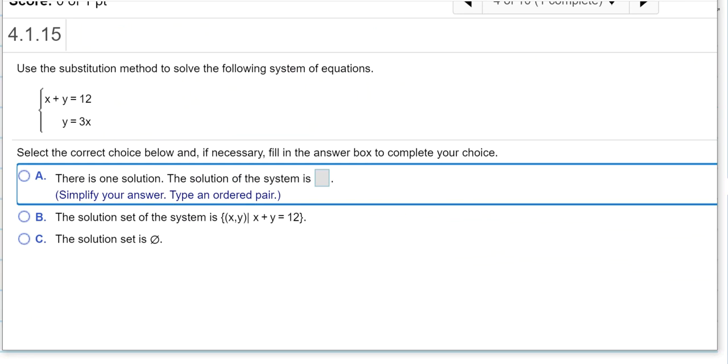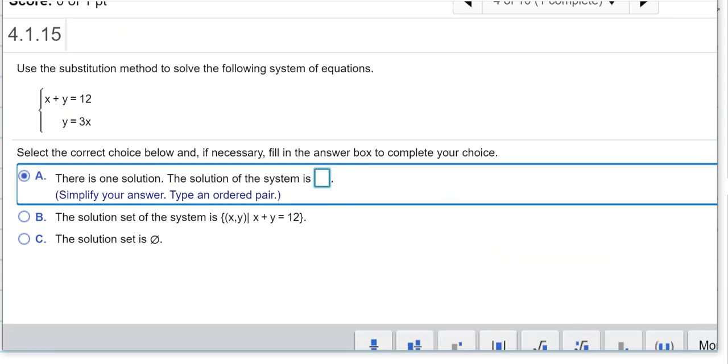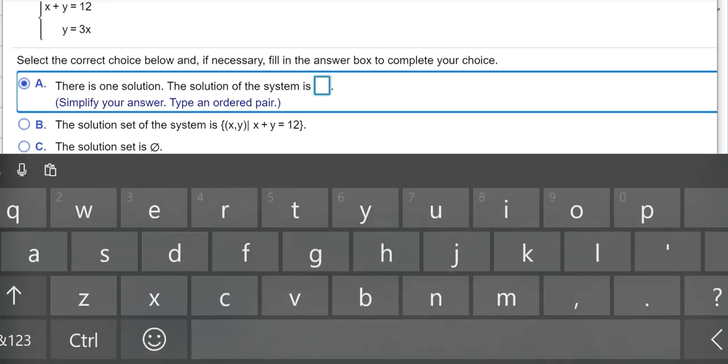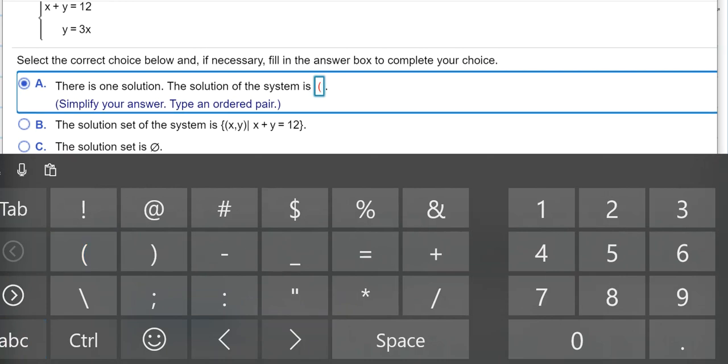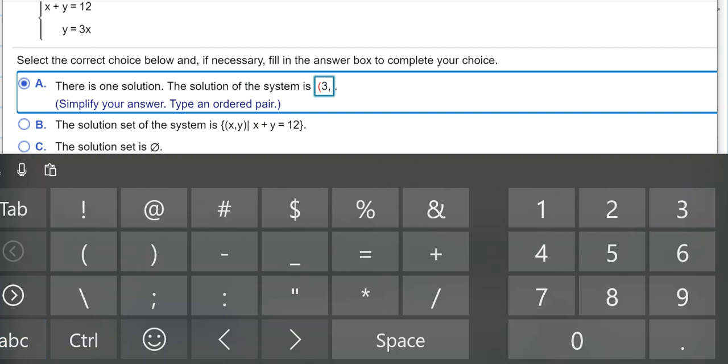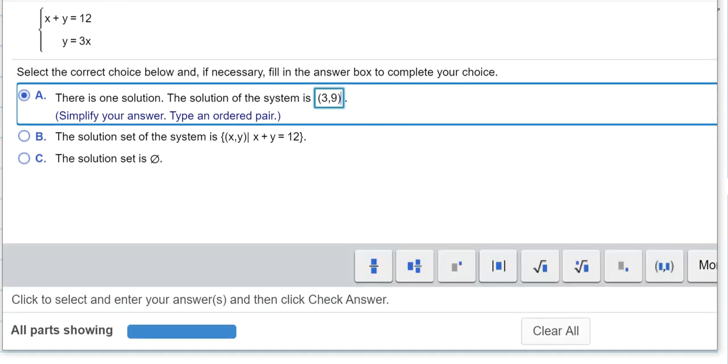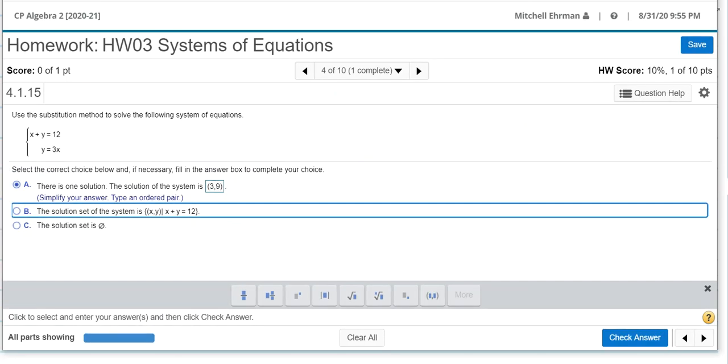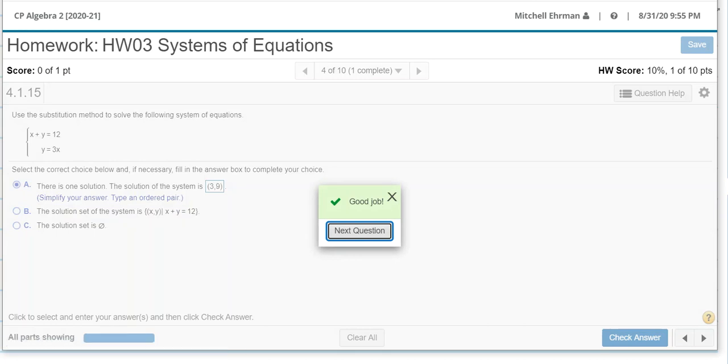So since there was a solution, I'm going to go ahead and choose A, and I'm going to indicate that the solution is the ordered pair. And here I'm just going to type all of the pieces. We've got 3, 9, close the parentheses. Again, the blue text here is telling us to type an ordered pair, so it's important that we include those parentheses, otherwise you won't receive credit for your work. I'm pretty confident in my solution, so I'll check my answer, and it looks like we did okay.